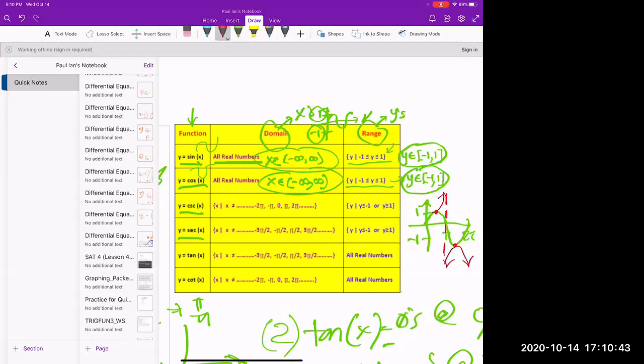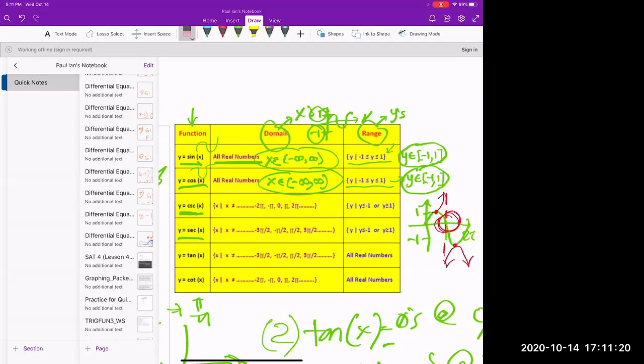So where you have this guy right here, where you have an asymptote for your cosecant, you can't have an x there. Wherever you have this 2 pi, where else do you have sine as 0? Sine is also 0 at negative pi, and so on and so forth, right? Does that make sense? Yeah, so that's for cosecant.